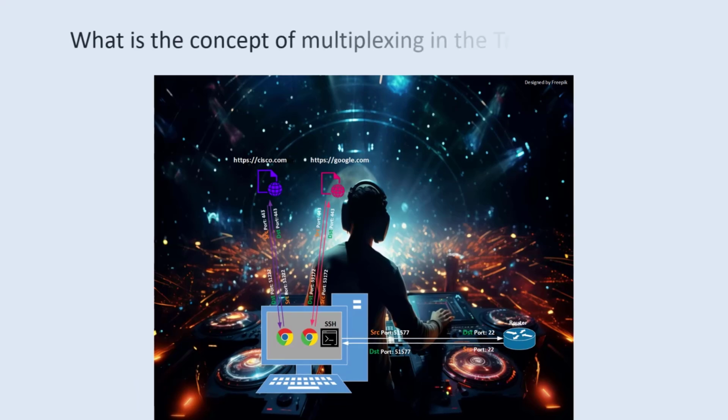What is the concept of multiplexing in the transport layer? It's a golden question. Multiplexing involves combining multiple data streams into a single connection. The transport layer uses port numbers to multiplex different applications' data onto the same network connection.